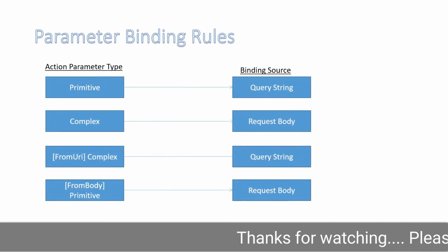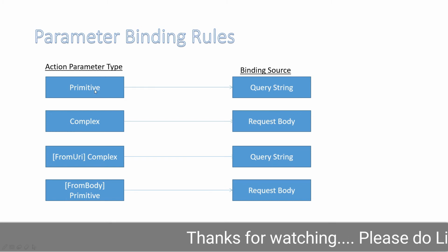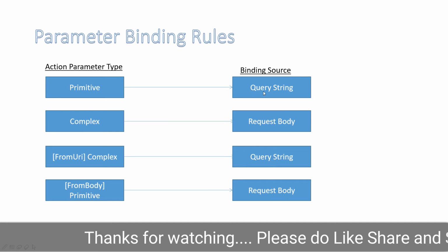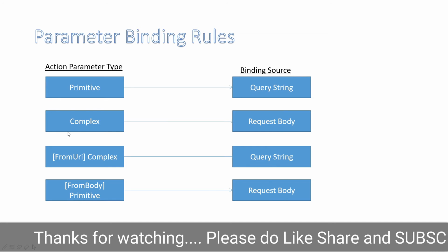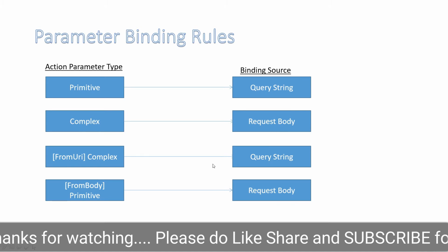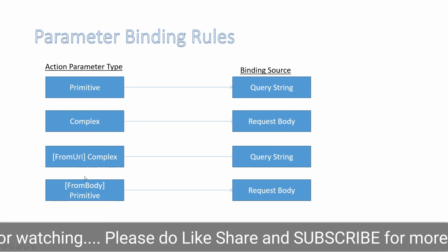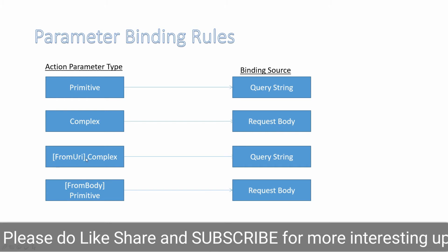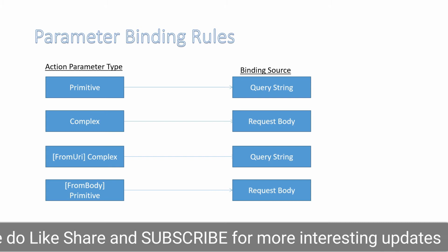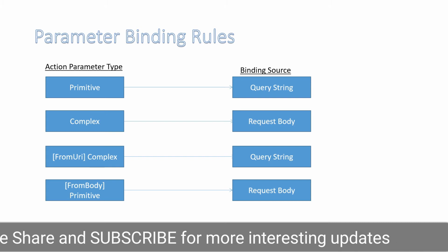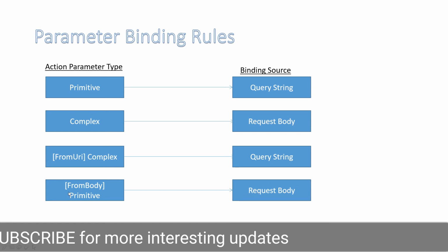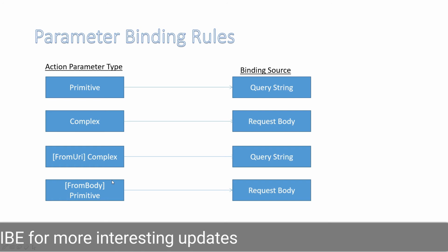So these are the parameter binding rules. The primitive types will be taken from query string and the complex types can be taken from request body. If you want to read complex types from query string, you need to write from URI in front of the parameter which you are passing. If you want to read a primitive type from the request body, you need to write from body in front of the parameter which you are passing.